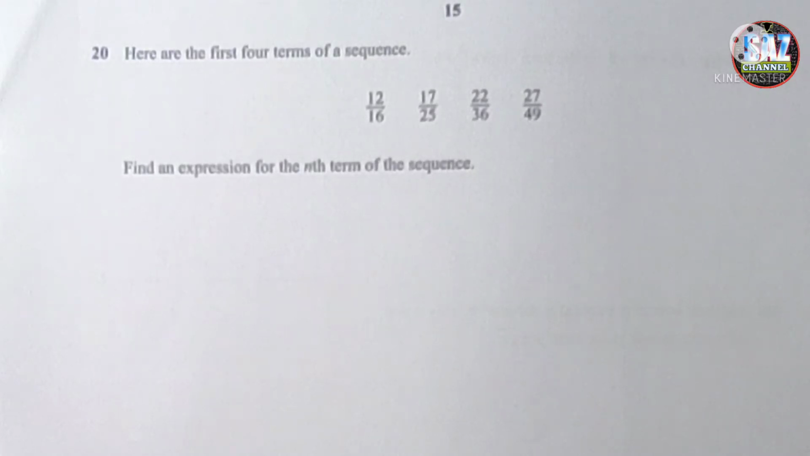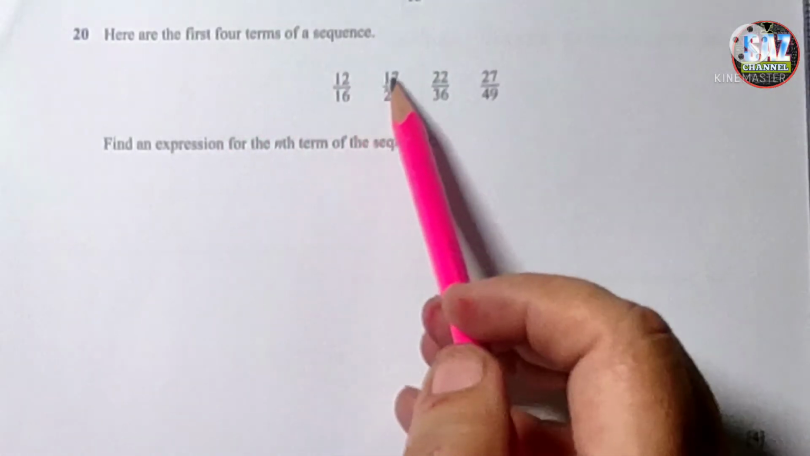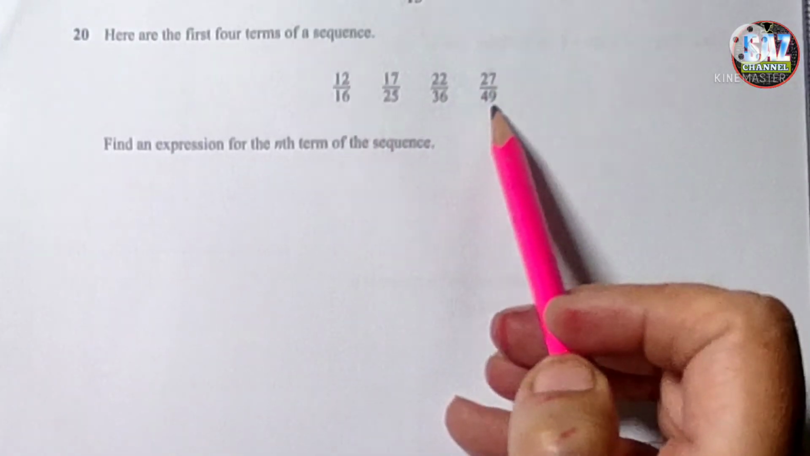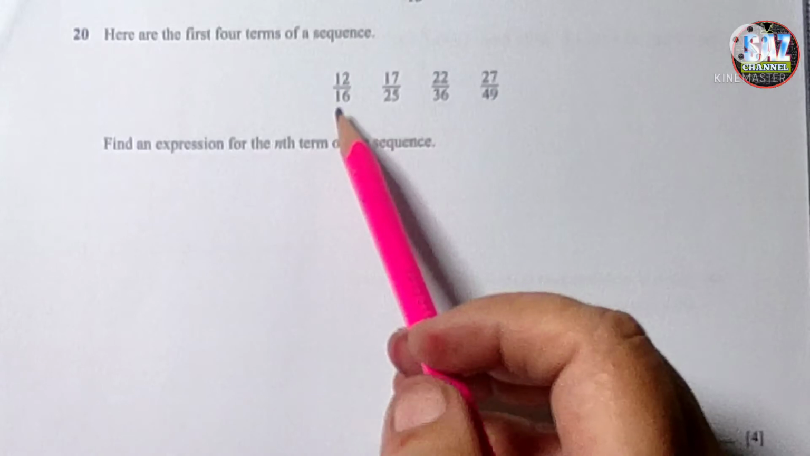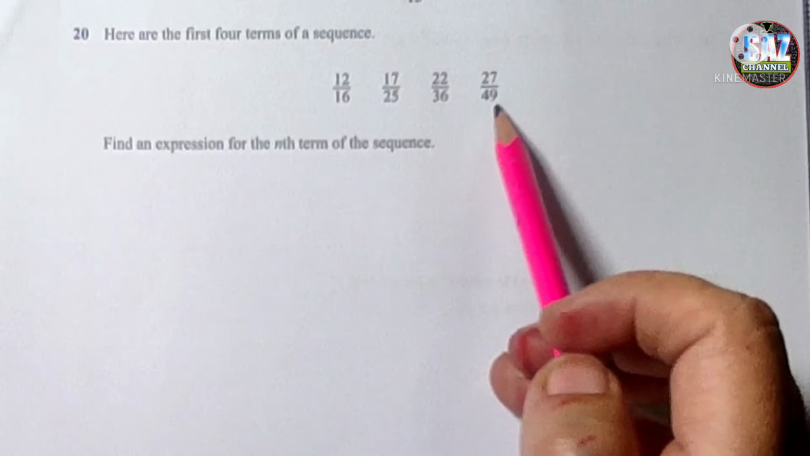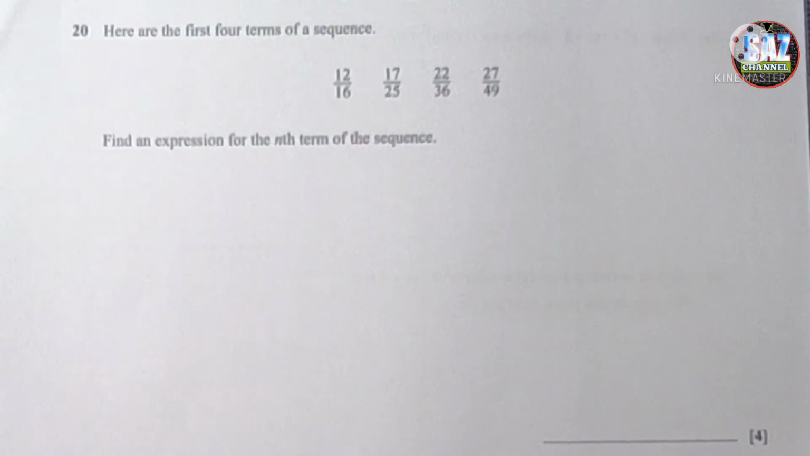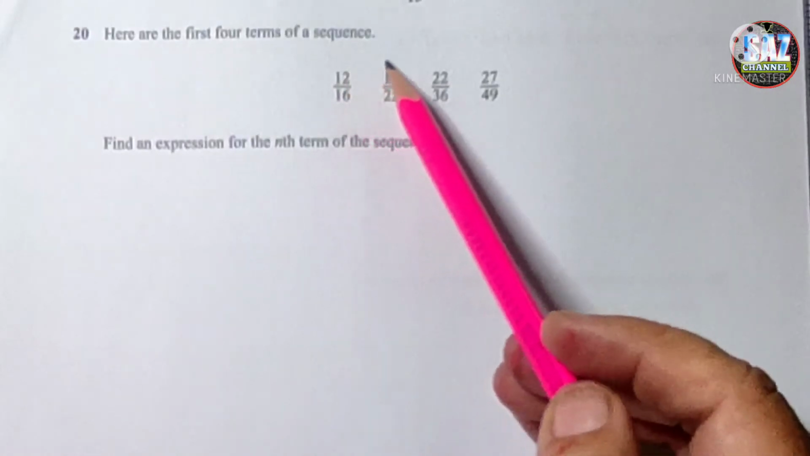Let's move to question number 20. The first four terms of the sequence are 12/16, 17/25, 22/36 and 27/49. 16, 25, 36, 49, something is special. I'm observing the numbers carefully and asking myself what is special about 16, 25, 36. I always advise my students to train their mind according to the topics. Every topic has its own requirement.